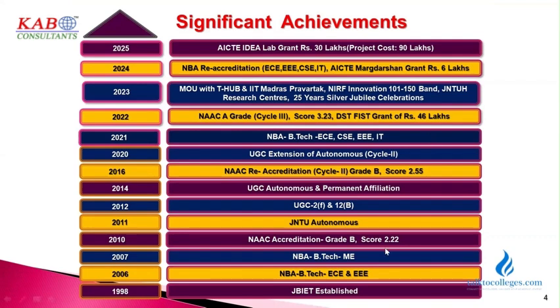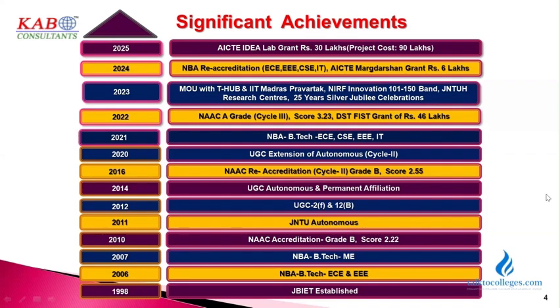We started in the year 1998, as I have already informed. Then in 2006, we first got NBA accredited. We were one of the few institutions which started the NBA process in 2006. We got our ECE and EEE branches accredited, and in 2007 we also got mechanical engineering accredited under NBA. In 2010 we received NAAC accreditation for the institution with grade B. Coming to autonomous status, JBIET was one among the 5 colleges first given autonomy status by JNTU in 2011. Since 2011, for the last 14 years, we are autonomous.